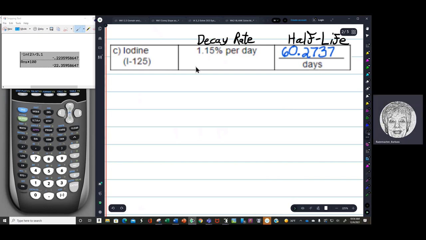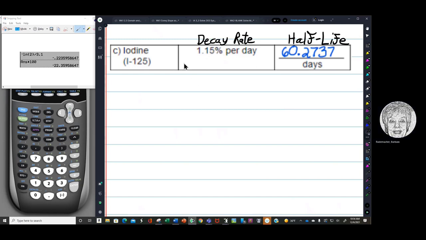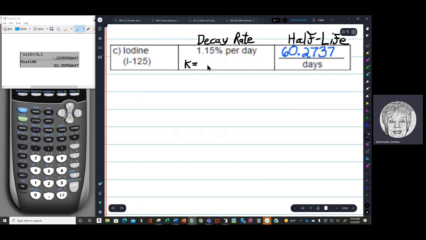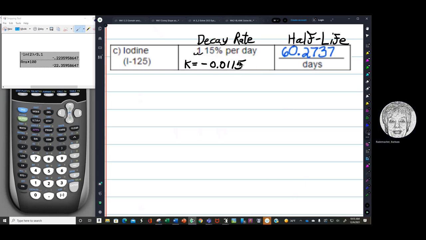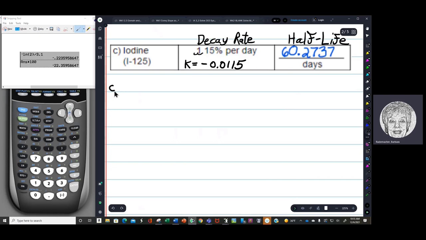So observe this. If this is the decay rate, then K equals negative 0.0115. Okay, we take the 1.15 divided by 100, we get 0.0115, and the negative sign is just part of the translation. K is negative whenever it is the decay rate. Okay, so let's go back. This is C.